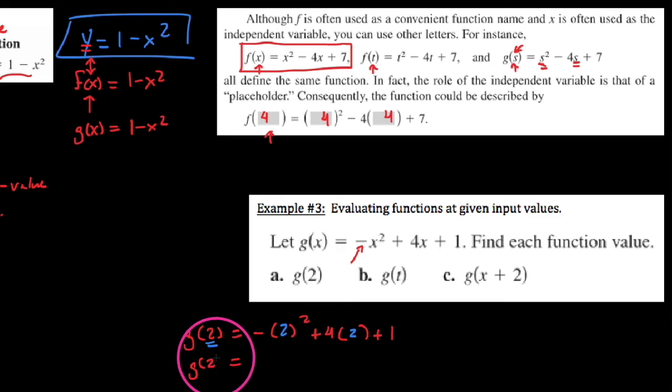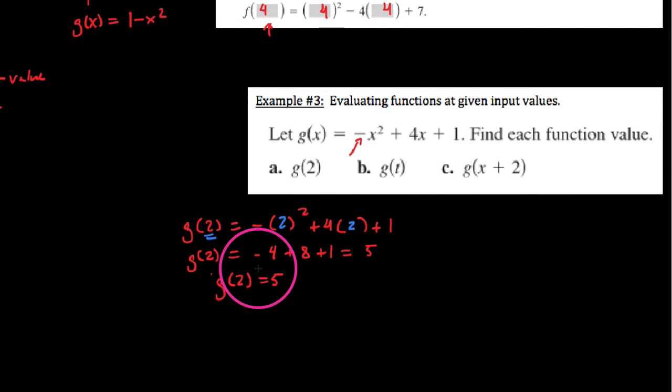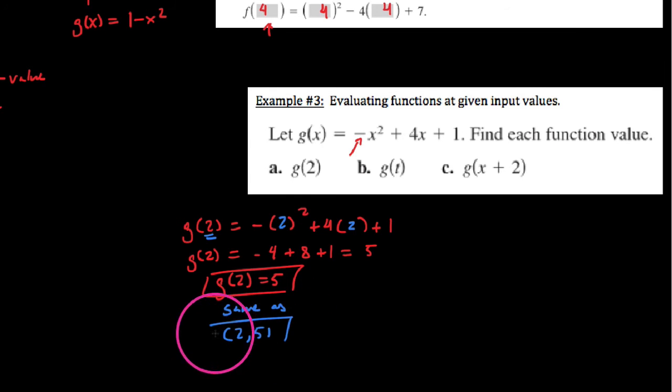We say that our function value of g at x equals 2 is negative 2 squared, which is 4, plus 4 times 2, which is 8, plus 1. Going left to right, negative 4 plus 8 is 4, 4 plus 1 is 5. And so g of 2 is 5. I'm going to put a box around this. We want to know this. It is the same as when I plugged in 2, I got 5.